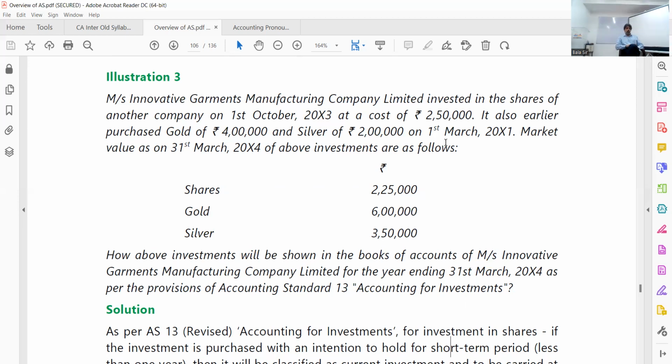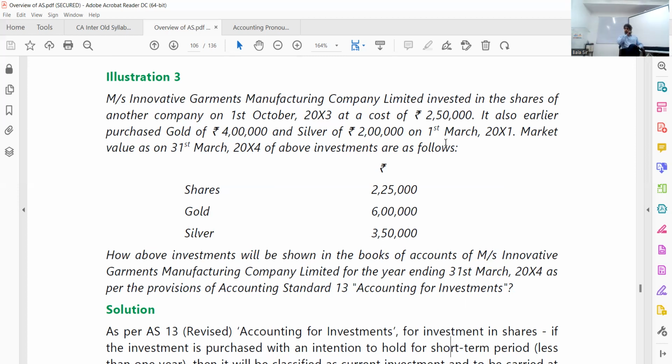You can give 2 answers. Suppose these investments are classified as current investments, then we apply para 14: either cost or fair value, whichever is lower. Therefore, you have to bring down the value by 25,000. So the carrying amount will be 2,25,000 in your balance sheet for these shares, and the 25,000 decline will be charged to profit and loss account.